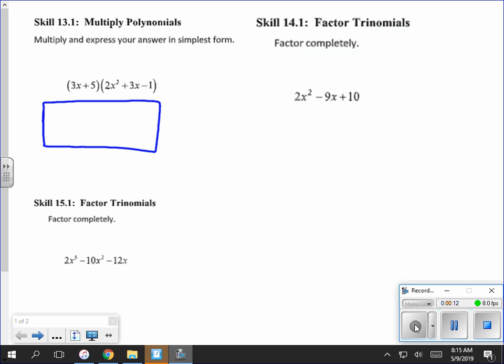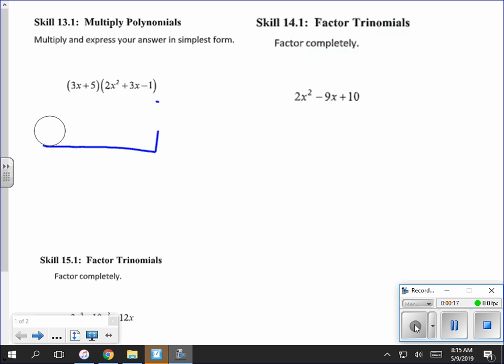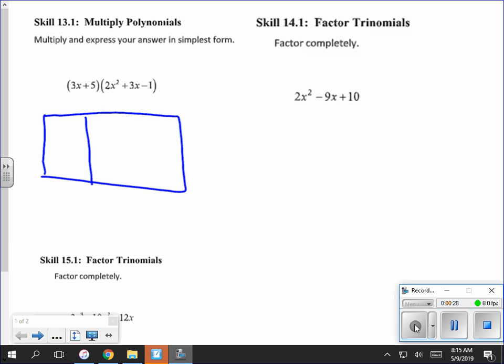Okay. And I'm actually going to move that down and make this a little bigger just because I have the room to do so. So you make a box. I have 3 items times 2 items, so I make a box that's 3 by 2. 2x squared, 3x, negative 1, 3x, and 5. And then you fill in the boxes like a multiplication chart.